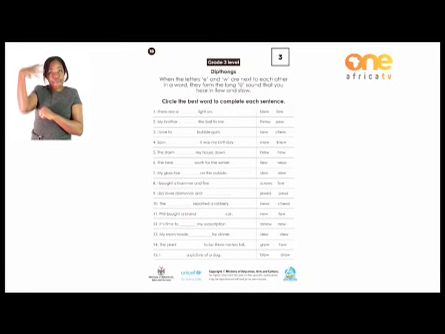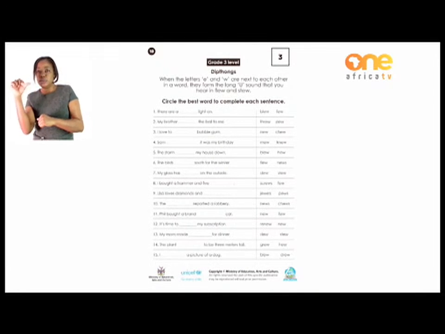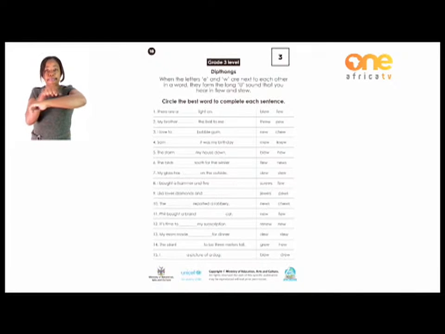Number 2, my brother the ball to me. What did my brother do to me? He the ball. Which one is the word that can best suit in the line there? Is it threw, like if I throw? I throw you with something. If it was yesterday, I would say, I threw. Okay? And then through. Now, let's check which word will fit in the line there. My brother the ball to me. We always throw the balls to each other. I throw to you, you throw to me. Therefore, it is threw. Okay. Then you continue with number 3.